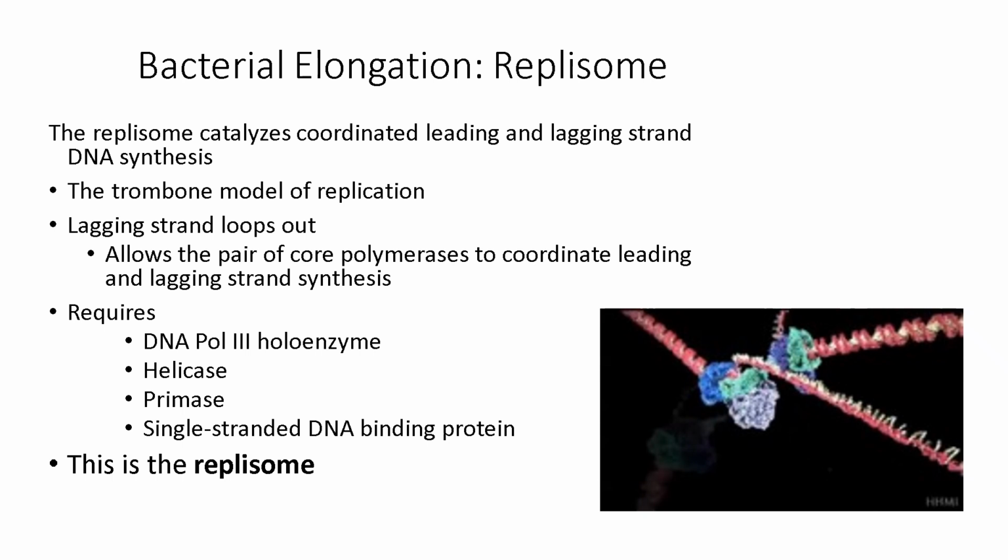According to the trombone model, the lagging strand loops out, allowing both strands to be synthesized simultaneously. The replisome includes helicase, primase, DNA polymerase III, and single-stranded binding proteins.